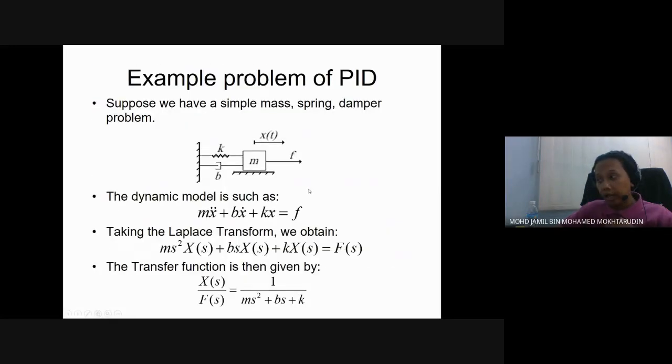Okay, let's look at an example of how to apply a PID controller for a simple mass spring damper system. This is a mass spring damper system connected with a spring, mass, and damper, and the force is applied forward. So you can derive the transfer function. This is the transfer function obtained from this system.